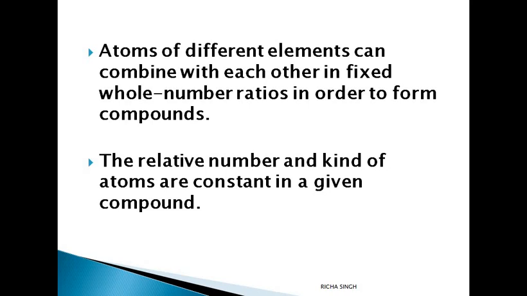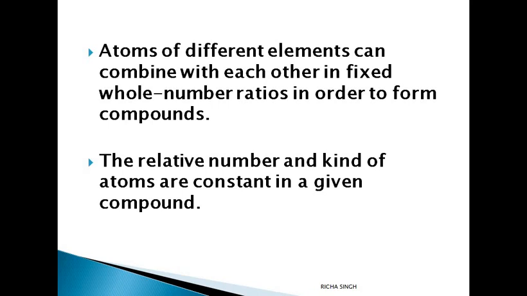Whenever a compound is formed, the elements which are participating in the compound formation will have a fixed whole number ratio between them. CO2: 1 atom of carbon and 2 atoms of oxygen. All the CO2 is formed in this way only. The proportion of carbon and oxygen will remain the same. The last postulate is that the relative number and kind of atoms are constant. The atoms remain constant. They cannot be changed under any conditions.